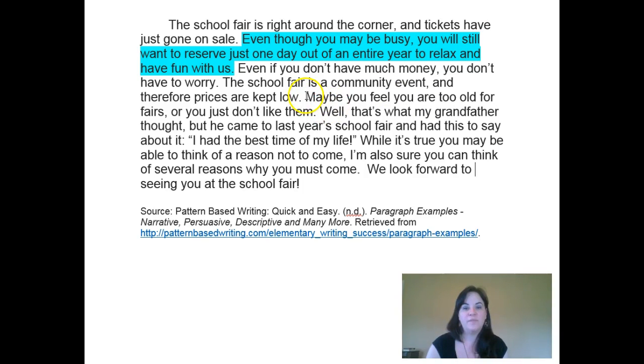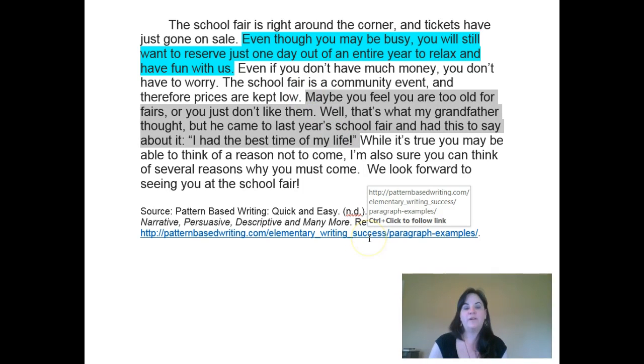Where it says here, maybe you feel you are too old for fairs or you just don't like them. Well, that's what my grandfather thought, but he came to last year's school fair and had this to say about it. I had the best time of my life. Here, the author is quoting somebody who didn't want to attend last year but attended and had a good time to give some credibility to how valuable of an experience the school fair is.